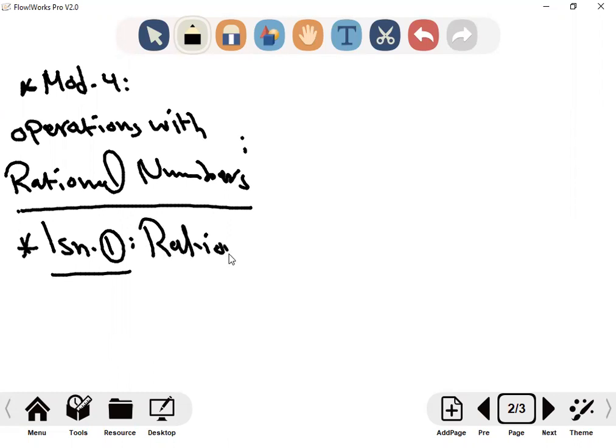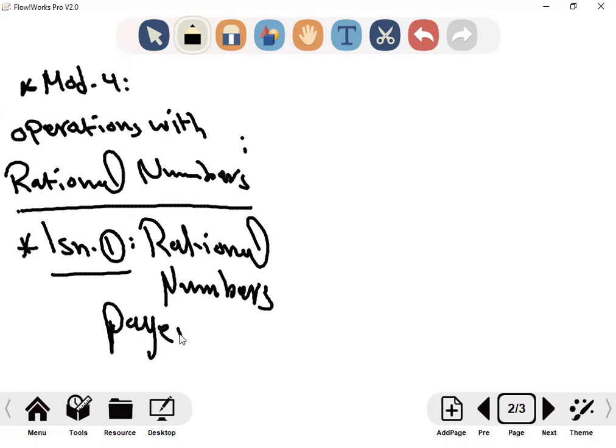Rational numbers, page 177, right? Page 177, and we are on 19 September.